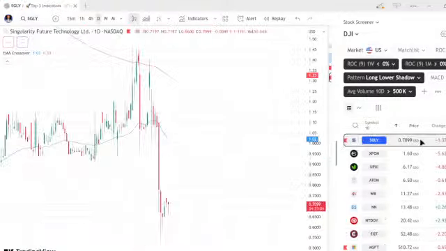I don't know if it's a good trade though. I've never traded penny stocks, so I wouldn't know if it is a good trade personally.